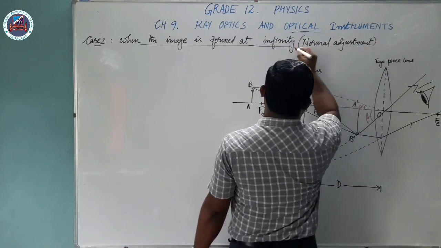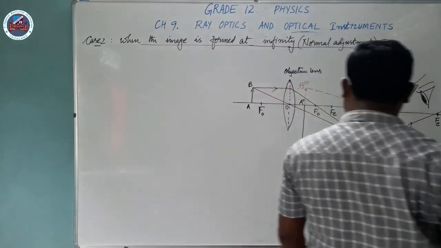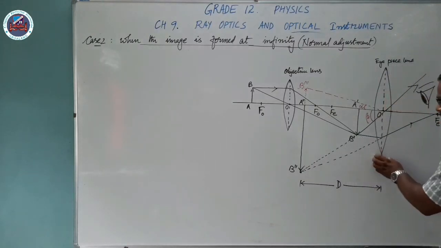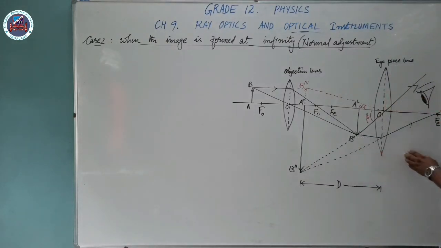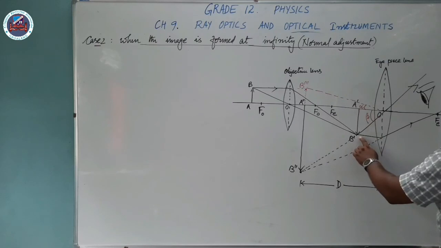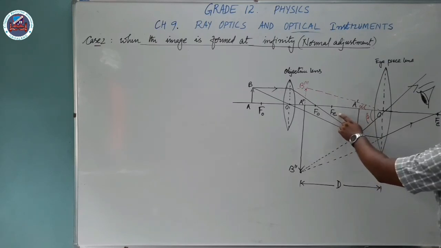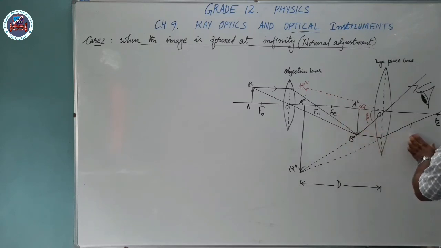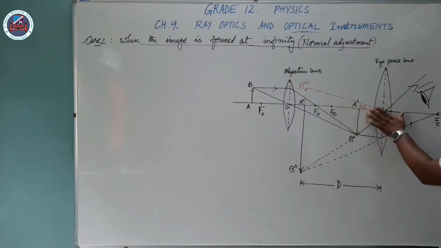You need to adjust the microscope. How do we adjust? This eyepiece is movable. We can move forward and backward. In this case, this eyepiece is of larger focal length, so we'll have to move backwards so that the image which is formed by the objective lens exactly produces the image at the principal focus of the eyepiece lens. If I move the lens, then its focal length also will move like this. So that adjustment, we call it normal adjustment.